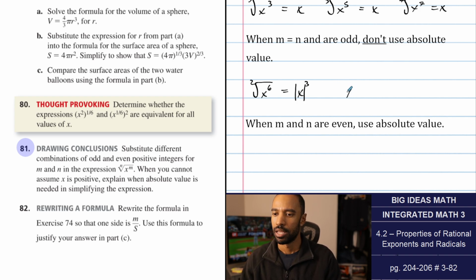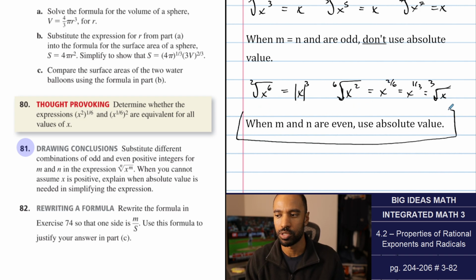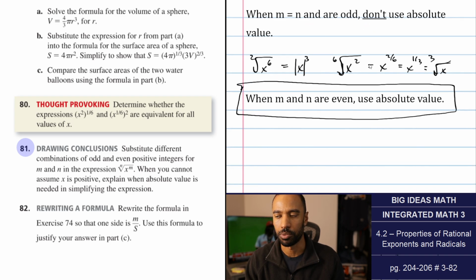Let's do the sixth root. Maybe it is good that I'm trying these. The sixth root of x squared. And remember, that's x to the 2 over 6, which is x to the 1/3, which is the cube root of x. So in the cube root of x case, if x is negative, you can take its cube root. Here, same thing. Yeah, when m and n are even, doesn't matter if they're equal, less than, or greater than. Here's our final conclusion with that. Use absolute value. When they're both odd, it seems like we don't use absolute value.